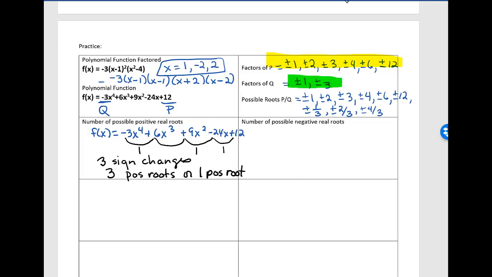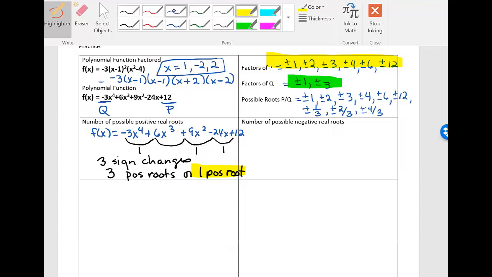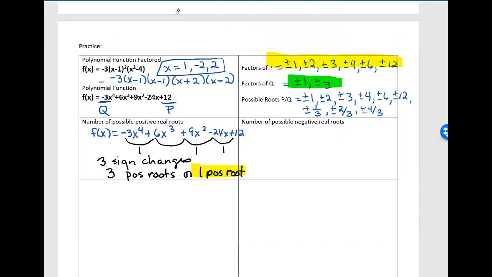So what that guarantees us here is that at least one of our answers is positive, but as many as 3 of them could be positive. Okay, so we are guaranteed one of our answers is a positive real number. And what we hope is that it comes from one of those in the list. Now let's check our negative.